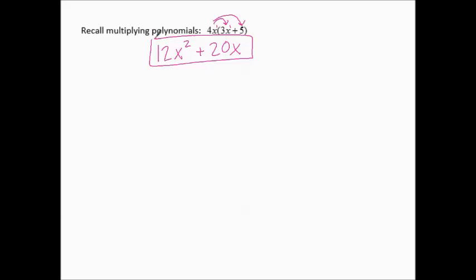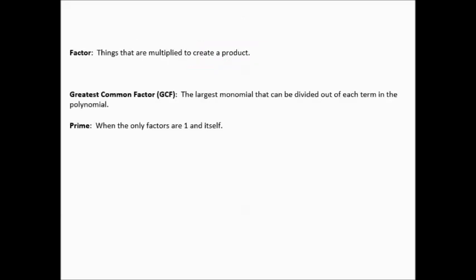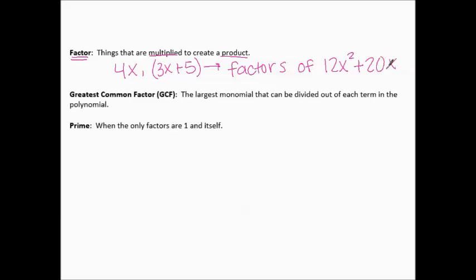So if we notice, these two pieces are considered factors of our final answer. Factors are things that are multiplied to create a product. So in that example, 4x and 3x plus 5 were both factors of our 12x squared plus 20x. They were factors of that.